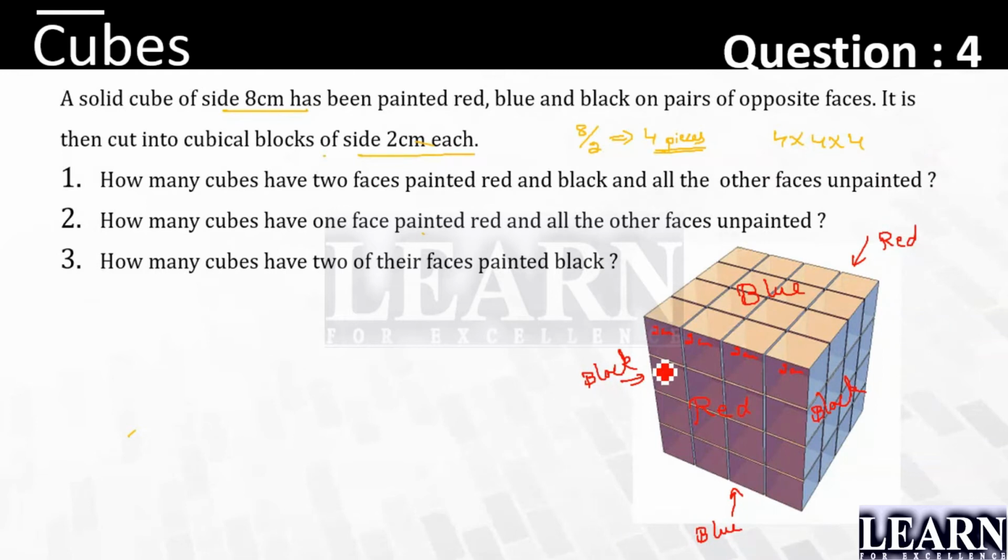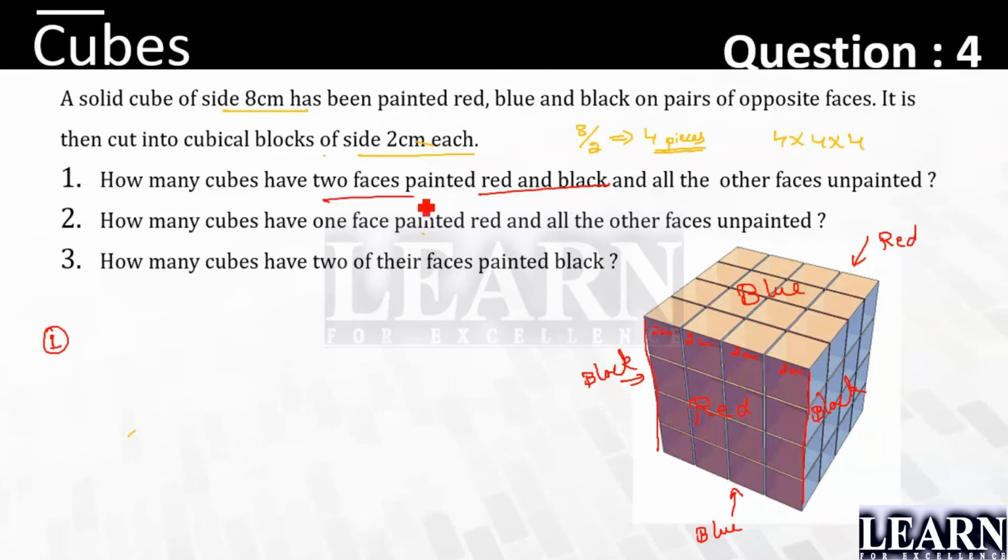Now they have asked how many cubes have two faces painted red and black, and all the other faces unpainted. If you want two faces painted, then you have to look along the edges. And since they have specified red and black, you have to look at the edge where red and black are connected. This is black and this is red, so this is the particular edge where red and black are connected.